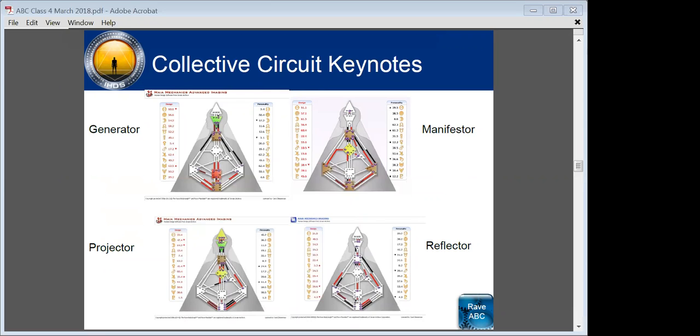So another chart, the one on the lower left-hand side, is a projector chart. This is another past student, the same one. She waits for the recognition, because that's what a projector's strategy is: to wait for an invitation, but also a recognition of what she has witnessed before sharing with others. That would fit. And that comes from basically the channel that went from the throat to the G center in that case.